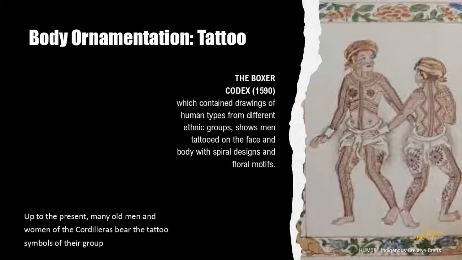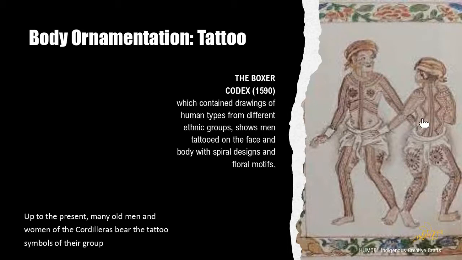And we can see that in the Boxer Codex, which was drawn in 1590. So this was the impression of the Spaniards when they saw some of the Filipinos, and the way that they drew the Filipinos, it contained drawings of human types from different ethnic groups, and they show men tattooed on the face and body with spiral designs and floral motifs. Ang dami, very intricate.